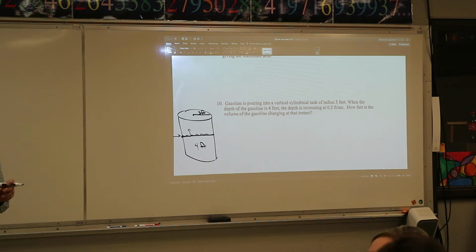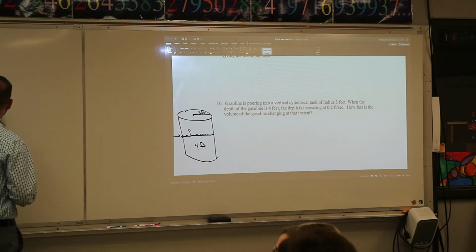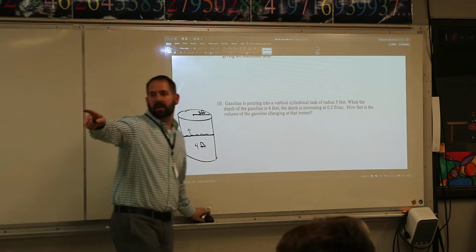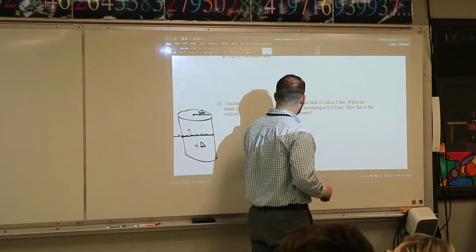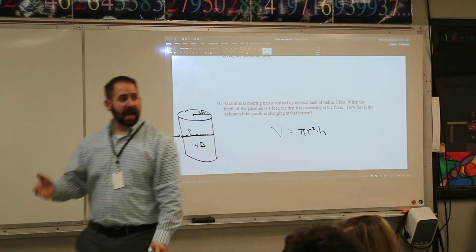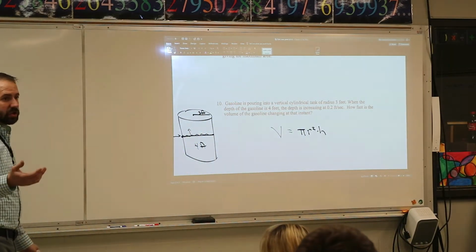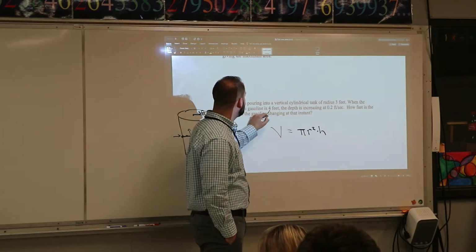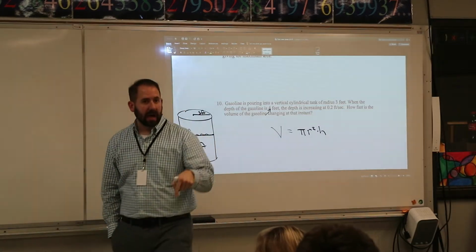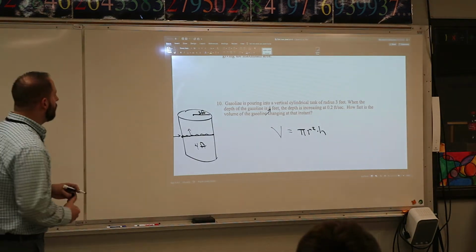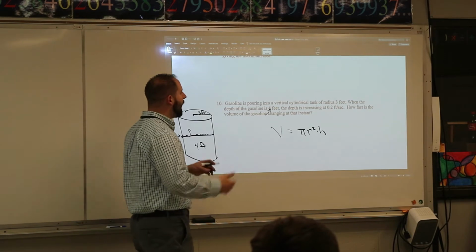My cylinder is up there, so we're doing the volume. Can somebody give me the volume of my cylinder? Pi r squared times h. So pi is a number, r is a number, but we don't have h. The idea is that we do have the height at some point that we will be plugging in. The depth is increasing, and it wants to know how the volume is changing at that moment.